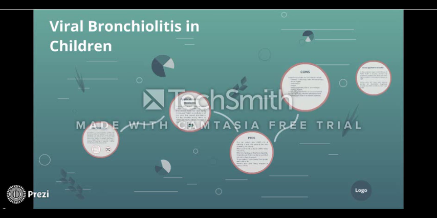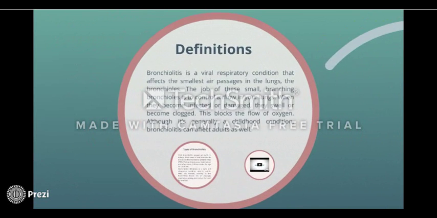Viral bronchiolitis in children. Definitions: bronchiolitis is a viral respiratory condition that affects the smallest air passages in the lungs, the bronchioles. The job of these small branching bronchioles is to control airflow in your lungs. When they become infected or damaged, they swell or become clogged. This blocks the flow of oxygen. Although it's generally a childhood condition, bronchiolitis can affect adults as well.